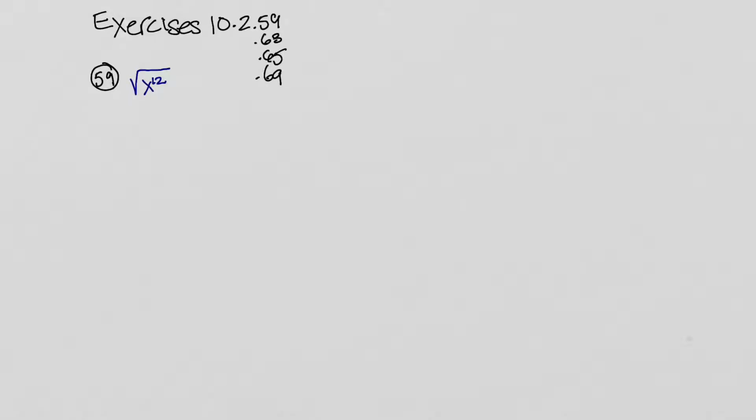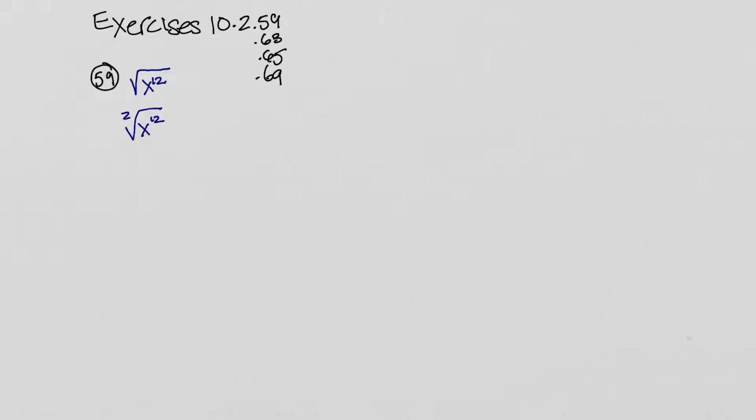In this problem number 59, we're trying to simplify the square root of x to the 12th. Here's how I'm going to start. I'm going to recognize that the square root really has a 2 here as the index, x to the 12th. And now I'm going to convert this to an expression with fractional exponents.